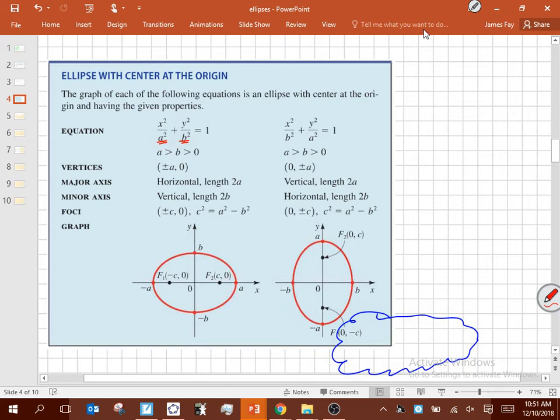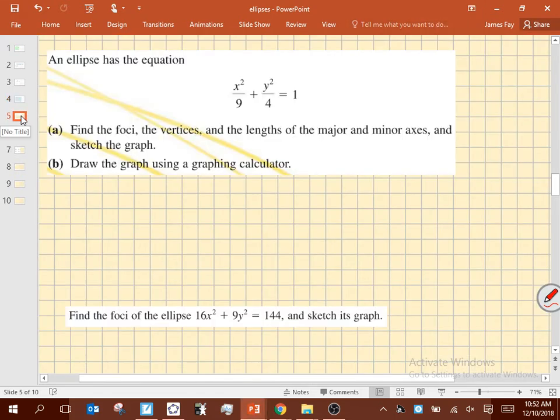So I'm going to do an example here and walk through how we distinguish this. It says an ellipse has this equation: find the foci, the vertices, and the length of the major and minor axes. Okay, so that number is bigger. That number is paired with x. So right now I know my x-axis is going to be my major axis.